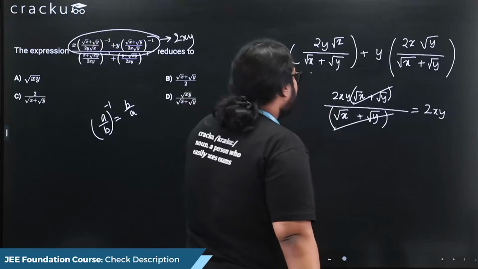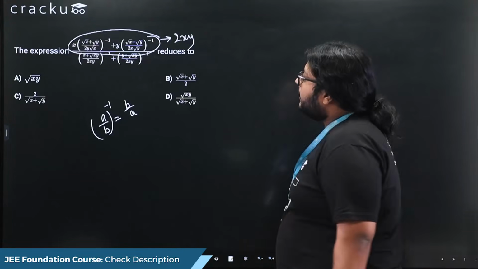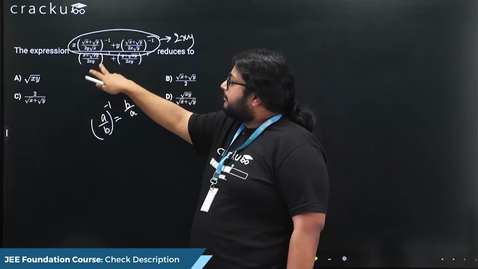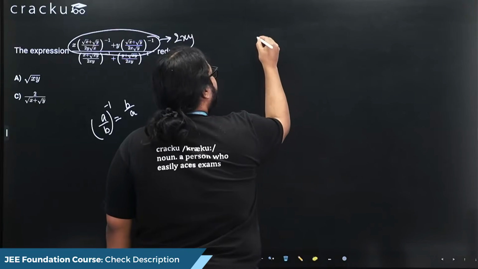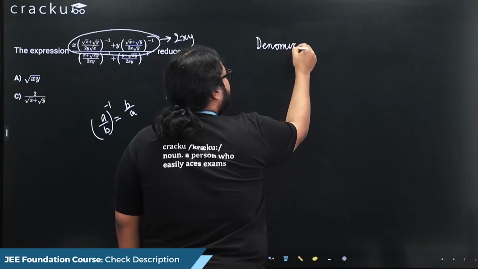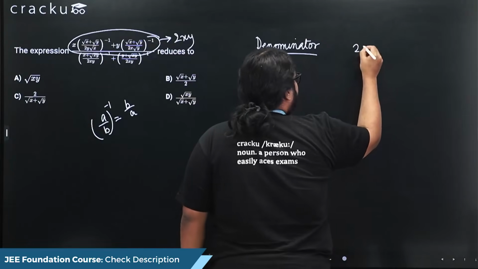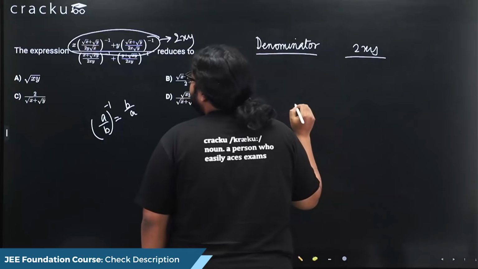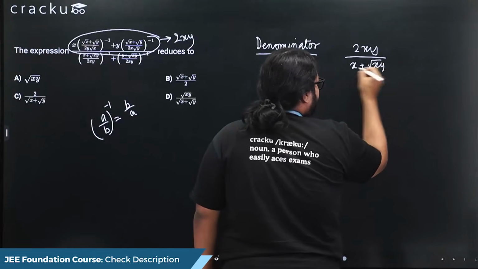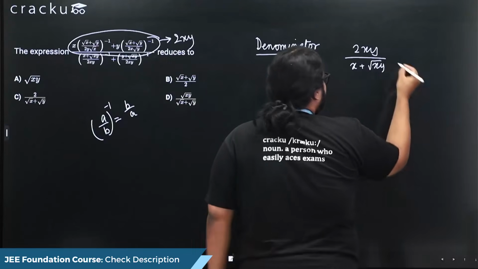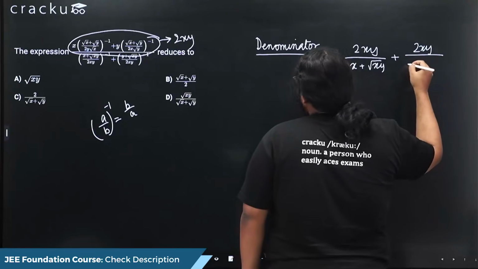Now let's try simplifying the denominator. In the denominator, we have x plus root xy by 2xy whole to the power minus 1. So again, we can just flip it up. In the denominator, I'll have 2xy divided by x plus root xy. Similarly, this one also will give me 2xy divided by y plus root xy.